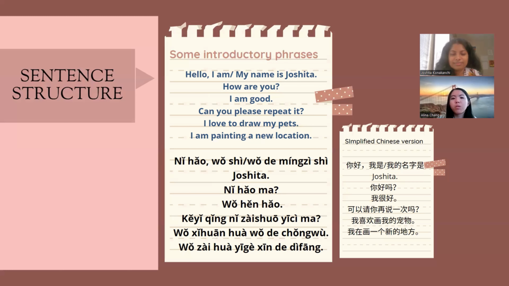So 我在 is I am, and then 画 is like draw or like paint. 一个, 一 is like one, means one. 新 is like new, and then 地方 is location. So 我在画一个新的地方. Let me say that. 我在画一个新的地方. Good, very good, good job.